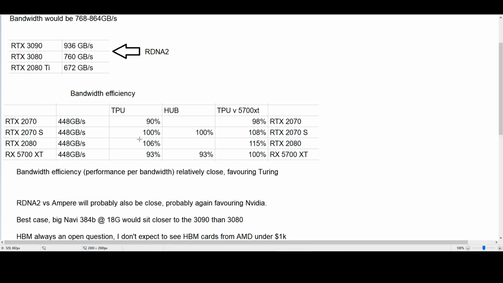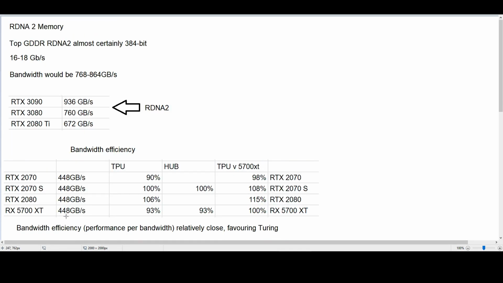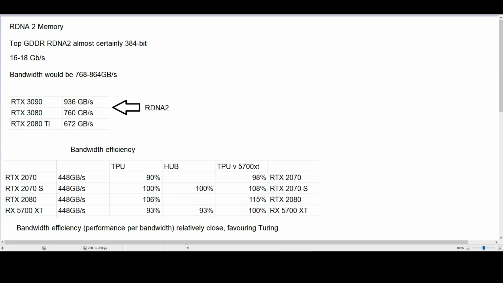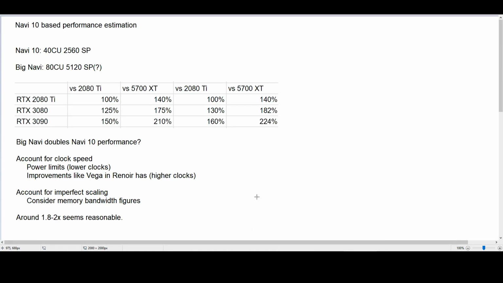So the 5700 XT sits at 448, so 18 gigabit per second GDDR6 would put us at roughly double that. The slower figures, you know, it depends. We can consider the bandwidth efficiency might change. But it puts you in the same ballpark anyway, so you say 1.8 to 2x the performance.